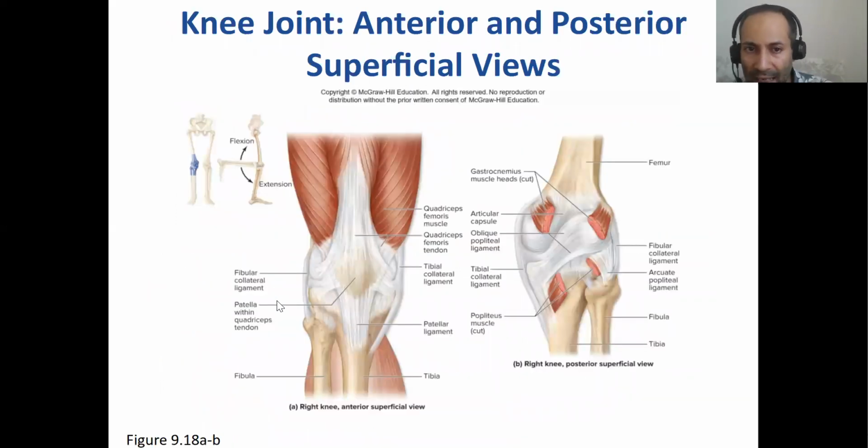Okay, here's the knee joint. Again, another example of a hinge joint. Flexion and extension is what's possible here.